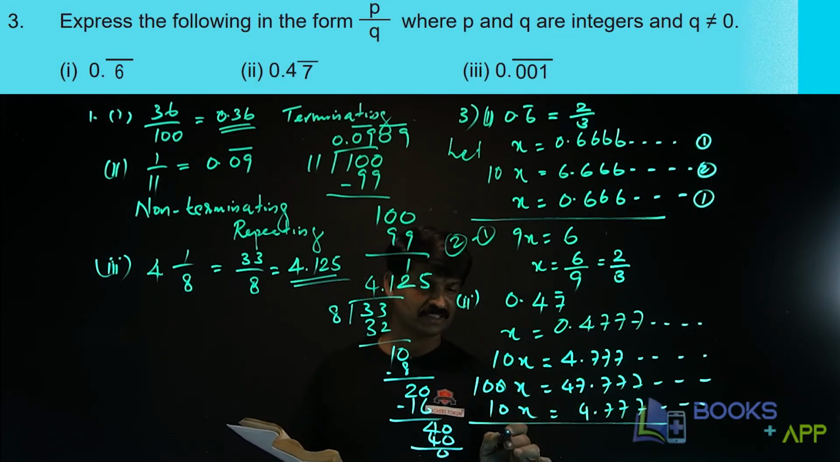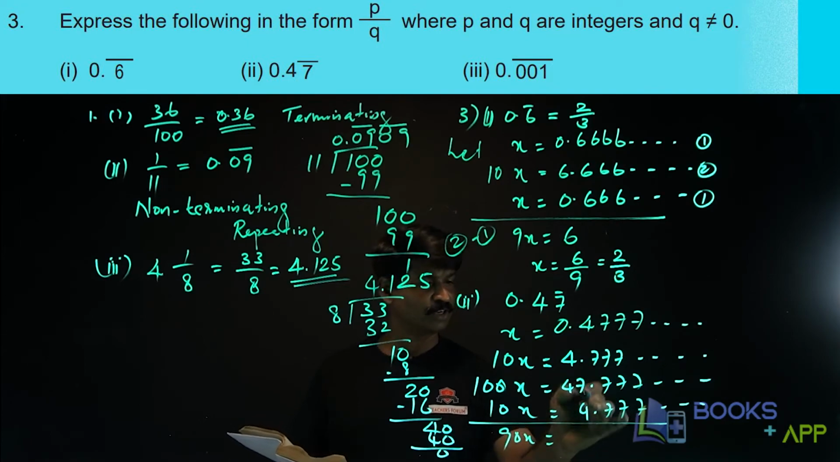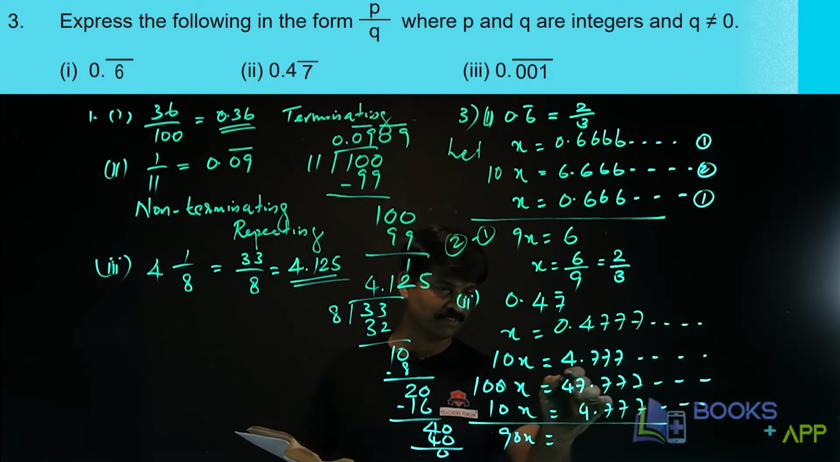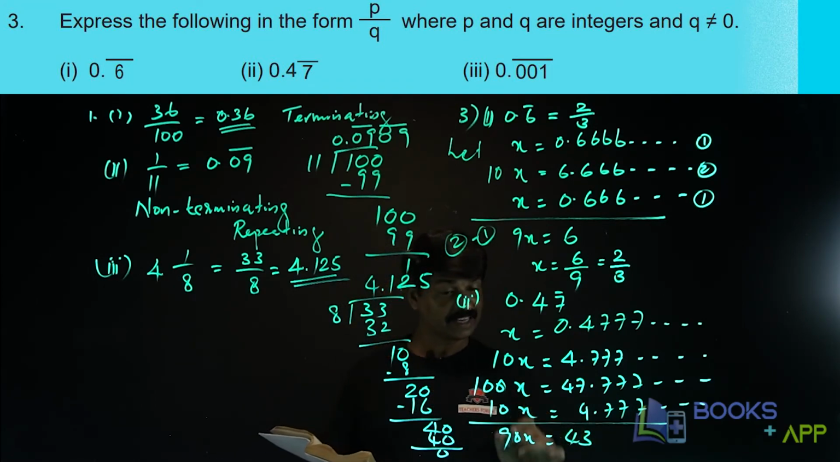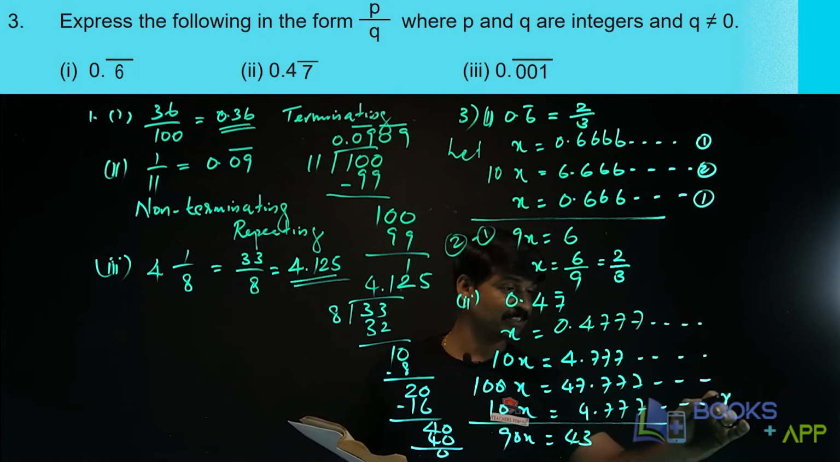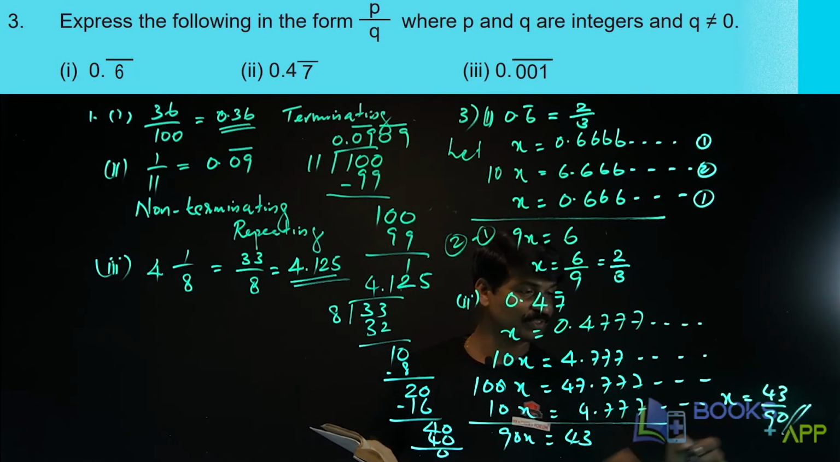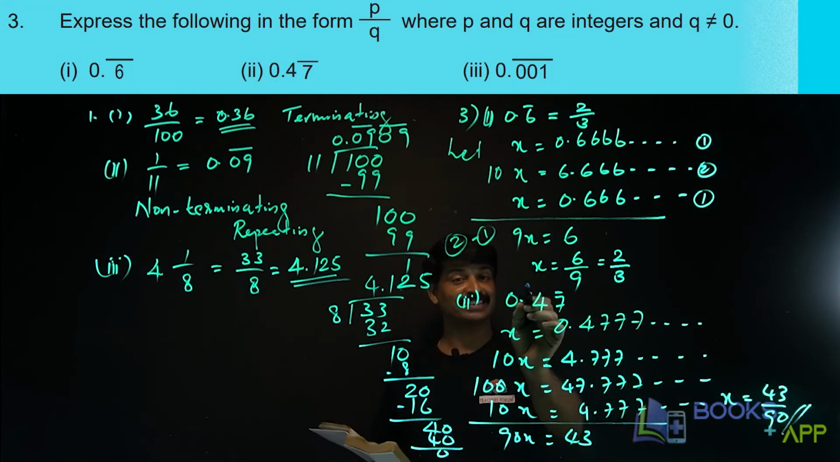Now when you subtract, what you get? 100x minus 10x, that is 90x. Here what you get? All this 0, 0, 0. 47 minus 4, that is 43. So what is x from here? 90x is equal to 43. So what is x? X is equal to 43 by 90. That is how you represent x.